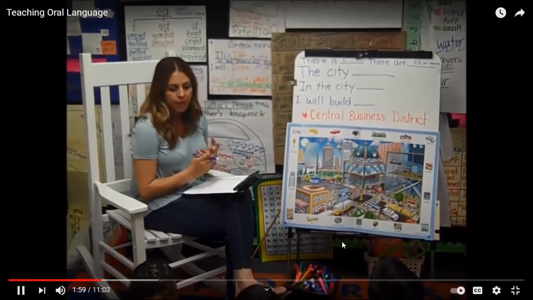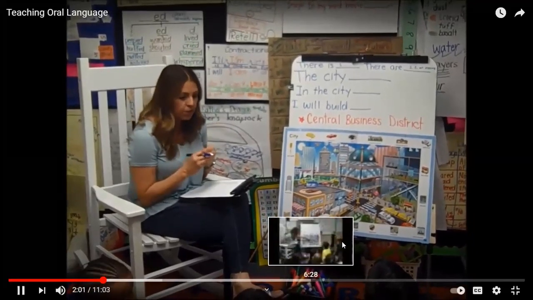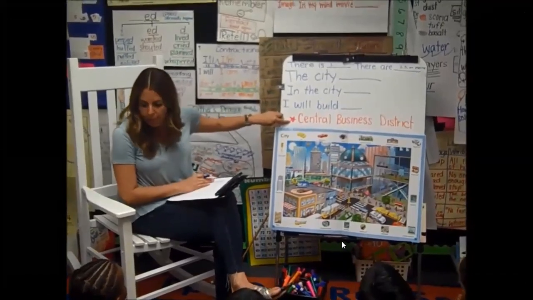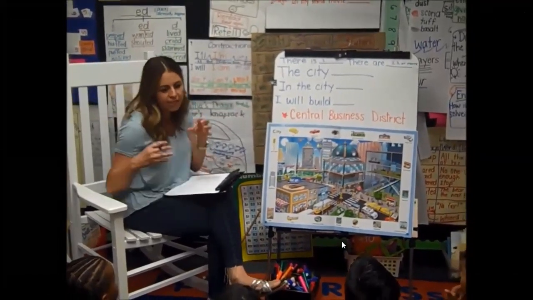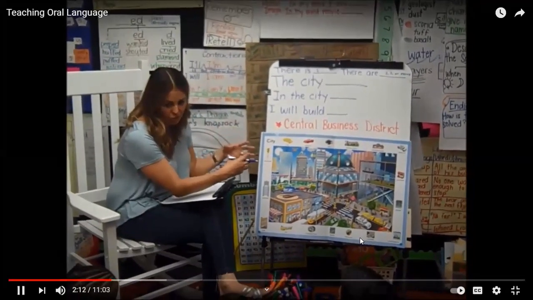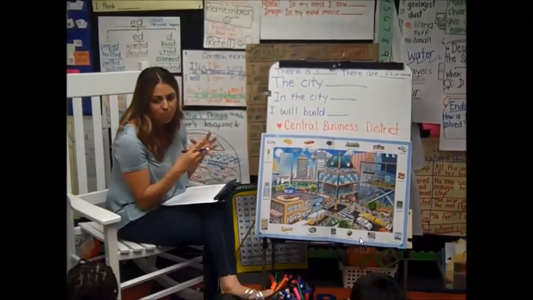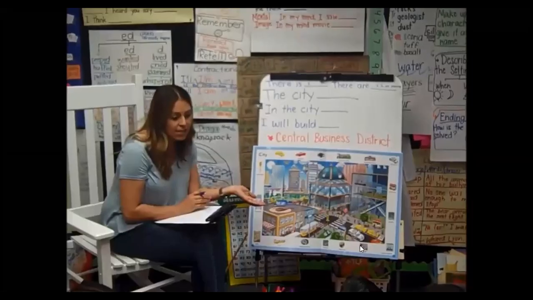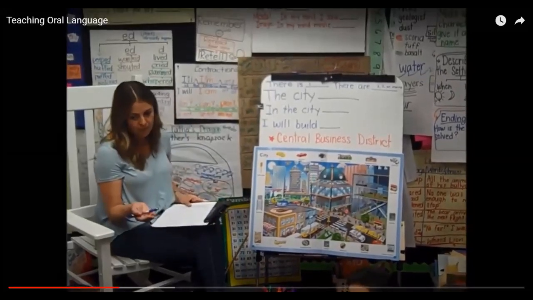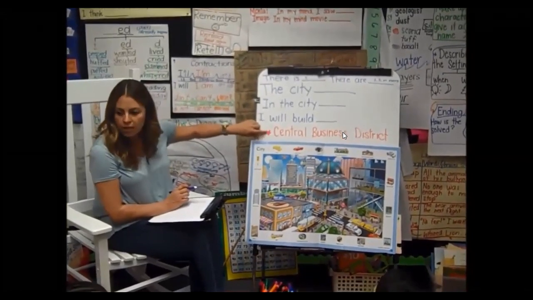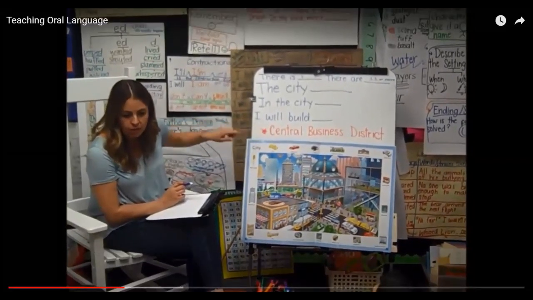I will build. Excellent. So we're going to begin our discussion. Now remember, I put a star by this challenge vocabulary. We talked about this, that this is the central business district. Try that. Central business. You might sell something there, or you might buy something in the central business district. So you might try this vocabulary word in your discussion.